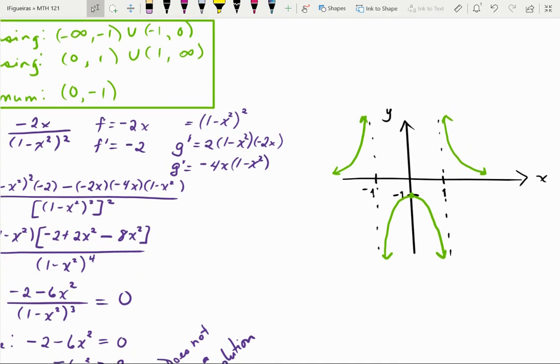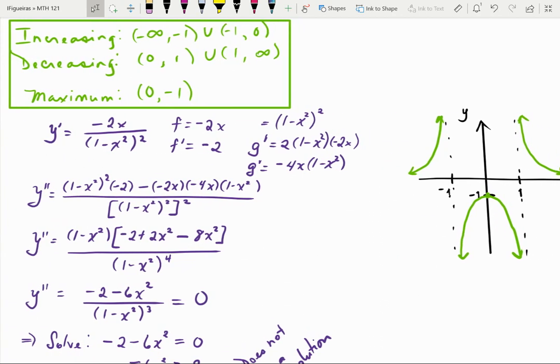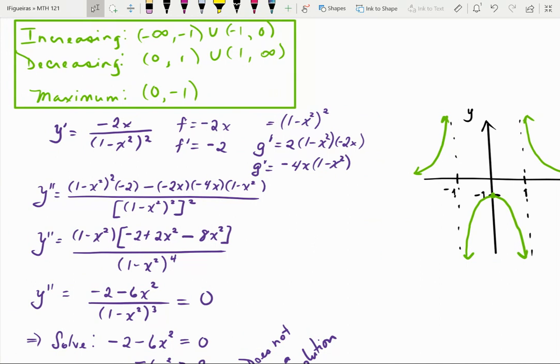So this is the graph here on the right. So remember, the first derivative said that the graph would be increasing from -infinity to -1. So you see that here. And increasing from -1 to 0. So that's right here. Decreasing from 0 to 1. So that's this portion here in the middle, and then decreasing from 1 to infinity. And we have a maximum point at (0, -1), which we see right here.